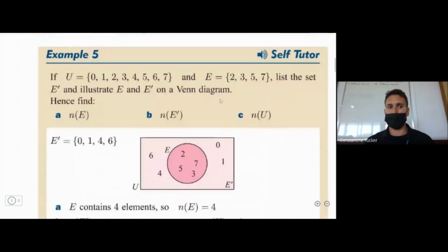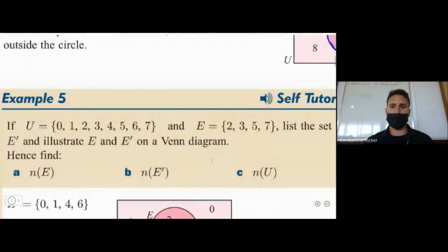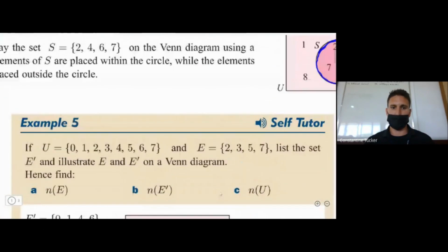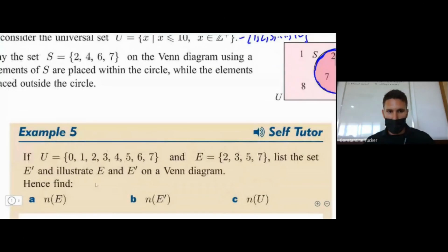And this is pretty much the last example for today. Actually, I'm going to scroll up so you can't see the answers. Okay, here, the universal set U is 0, 1, 2, 3, 4, 5, 6, 7. And then we also are given set E, which is 2, 3, 5, and 7. And now they want us to list the set E dash. Once again, E dash we call the complement, and it's everything outside E. And we also want to illustrate E and E dash on a Venn diagram, firstly. So let's start by doing that.